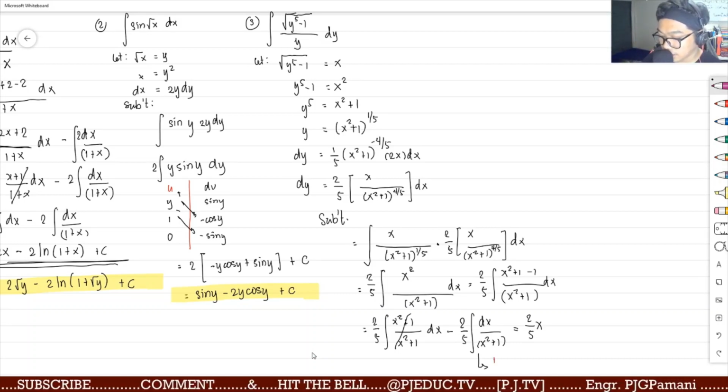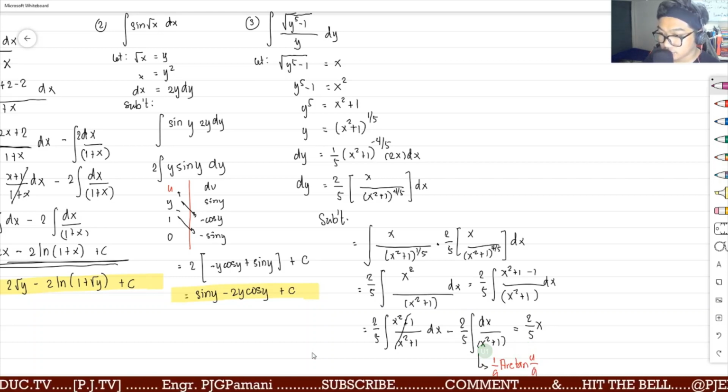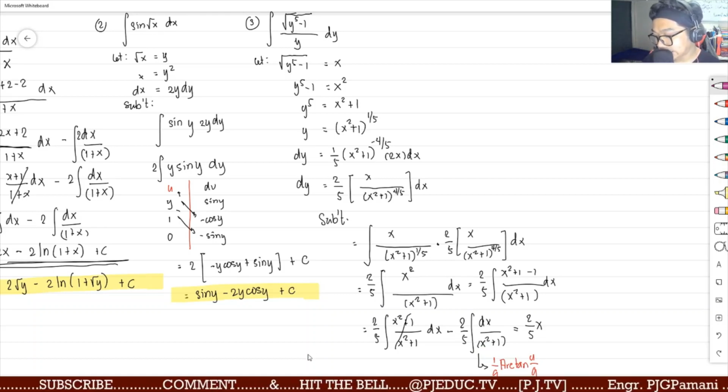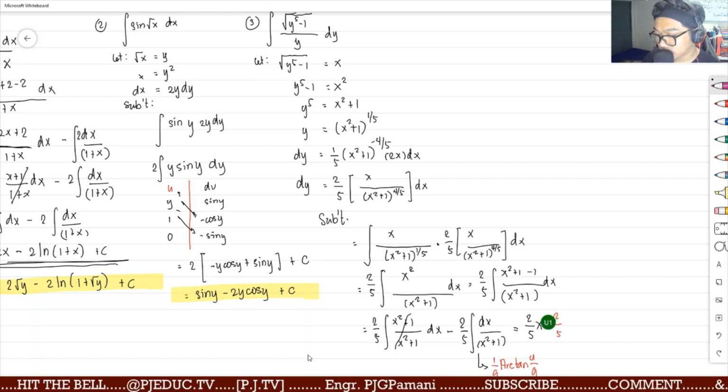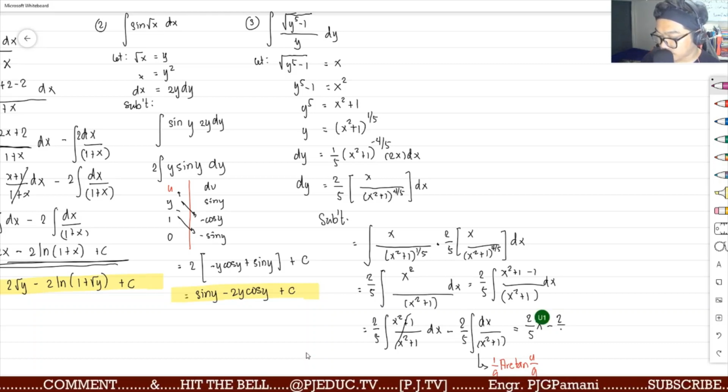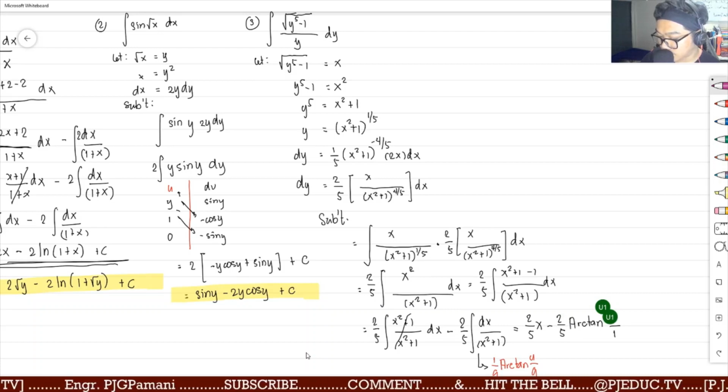15. 1 over a arctangent u over a. Ano yung a? Yung 1. Ano yung u? Yung x. So basically, that is now minus 2/5 of 1 over 1, simply 2/5 times arctan u over a, which is x over 1 plus c.